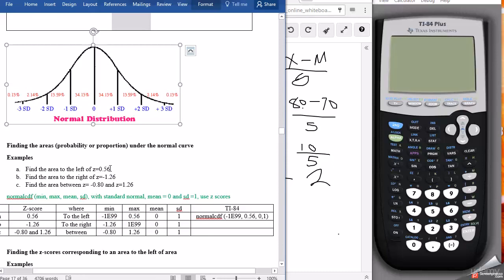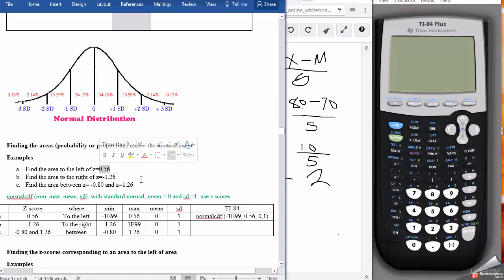Now since z is positive, remember z can be positive if it's on the right side of the mean, higher than the mean, or negative if it's less than the mean. So in this particular case, z is a positive 0.56. So we want to find the area that is to the left of this z-score.